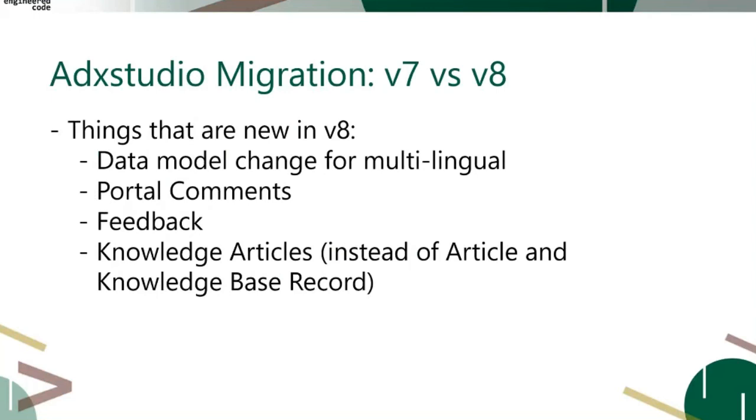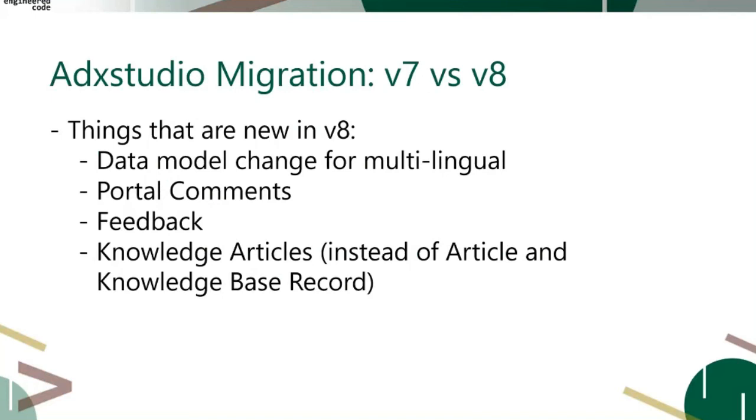Now, there are some things that are new in version 8 that didn't exist in version 7. So when you're looking at migrating from 7 to 8, you need to consider how things have changed as well. The big thing is that version 8 has a new multilingual data model. For those of you familiar with version 7, we have web pages. In version 8, we continue to have web pages, but for every single page on your portal, there are actually at least 2 web pages.